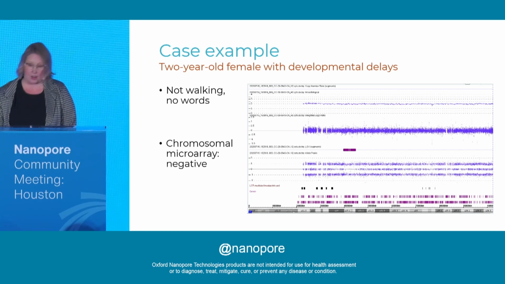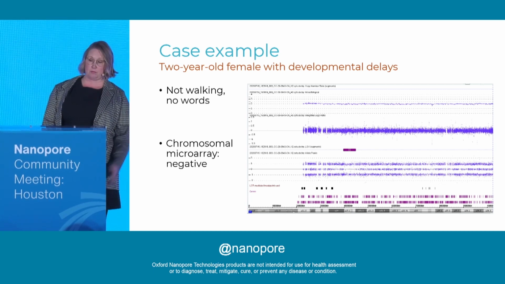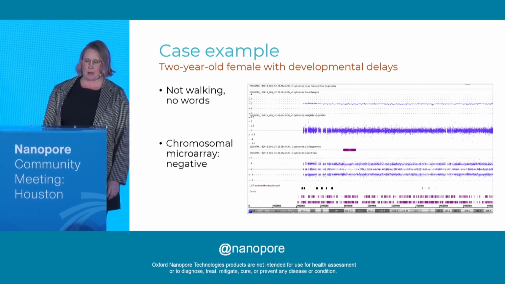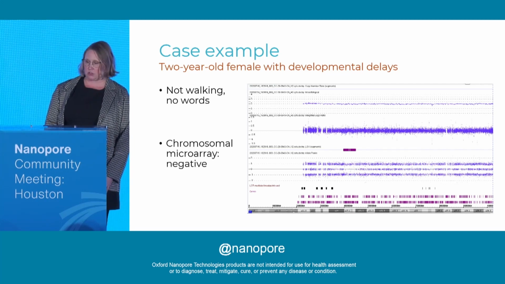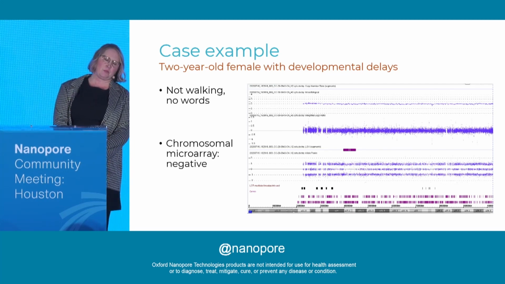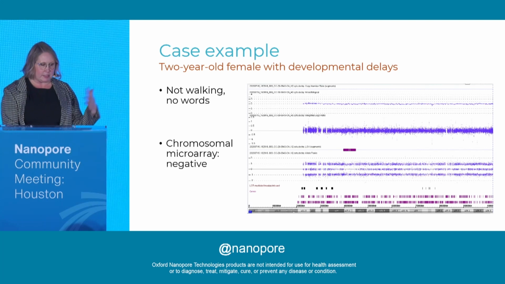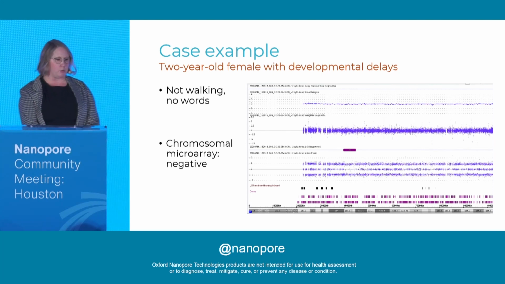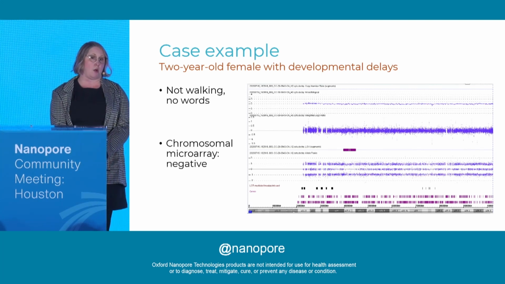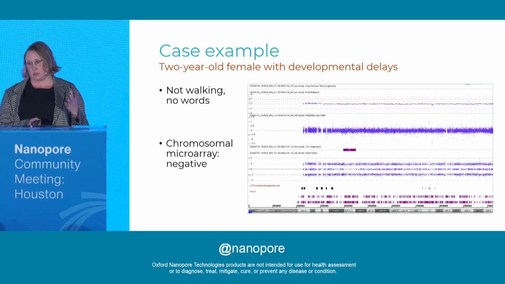This is a real patient that we performed testing for in my lab. She was seen at Seattle Children's Hospital. She was first seen by the neurologists, and this was in COVID. This was a telemedicine visit, but her parents were concerned because she was 2 years old and she was not walking and she did not have words yet. So the sample that arrived in my lab was a blood sample, 2-year-old female with developmental delays.